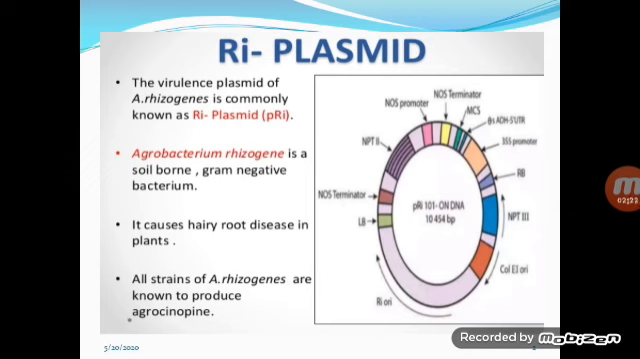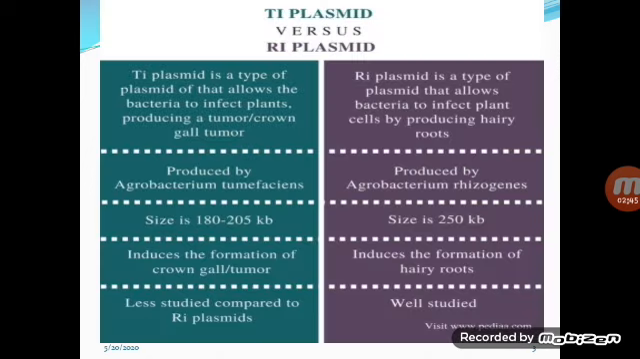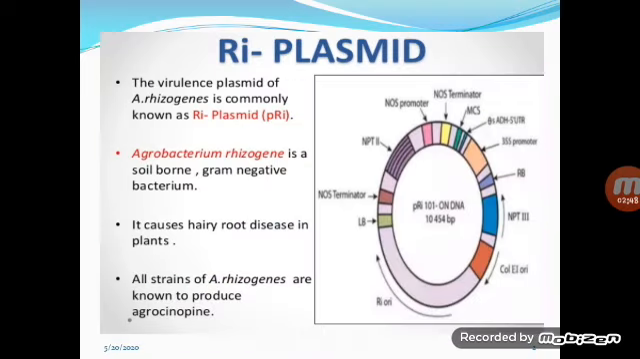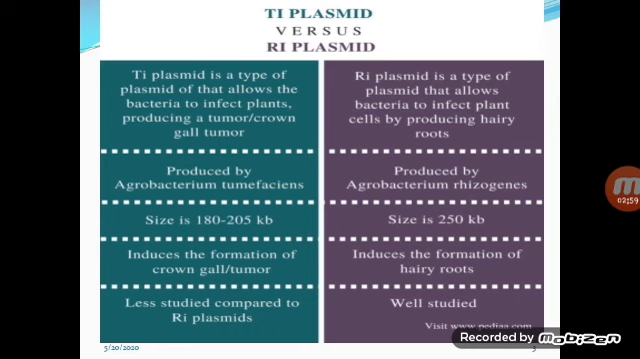This vector, Ri vector or plasmid, is present in the Agrobacterium rhizogenes. Shortly we write it pRi. P for plasmid, Ri is a root inducing plasmid. No need to discuss the different regions of pRi plasmid. We just make a comparison of Ti with Ri plasmid.